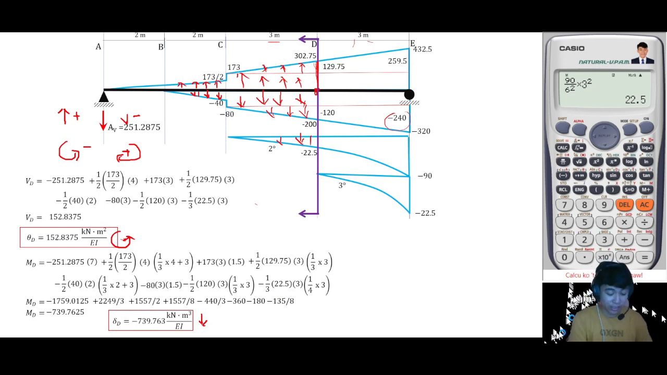I hope you understand the concept of conjugate beam. This is the easiest way in solving deflection and rotation, because you're just solving the moment and shear at a certain point. However, you just have to first draw the moment diagram by parts, and after that, those moment diagrams by parts will be the load of your conjugate beam.